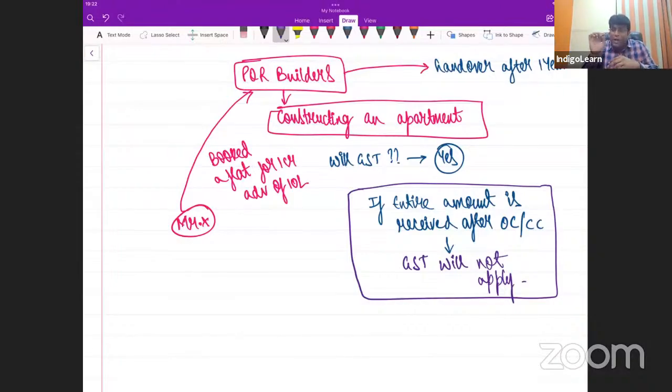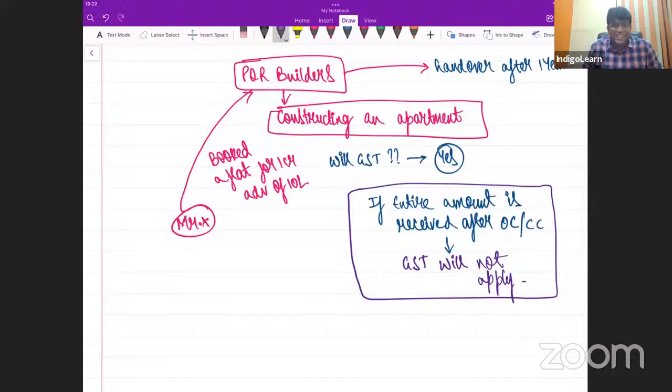But even if 1 rupee also is received prior to OC, then definitely GST will apply. Now you might ask, sir, what if part amount received before OC, part amount received after OC? Even though part received before, part received after, on full value GST will come. Don't think this part GST will come, that part GST will not come. Nothing like that. What they told in law is very clearly, if entire amount is received after OC, then only no GST. But even if 1 rupee also comes before OC, GST will come.